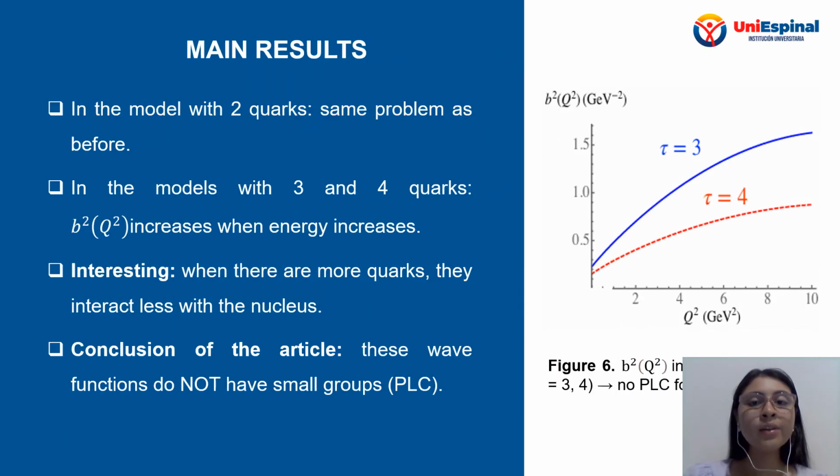This is the key result of the paper. If we look at figure 6, we can say that for models with 3 and 4 quarks, the value of B squared increases with energy. This means that the system does not become smaller at high energy. As a result, the model does not produce point-like configurations.